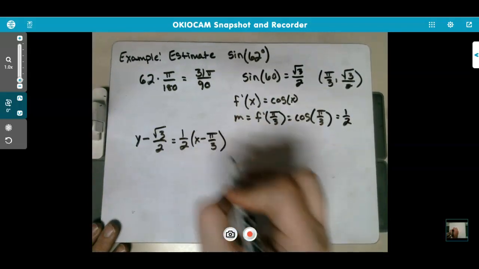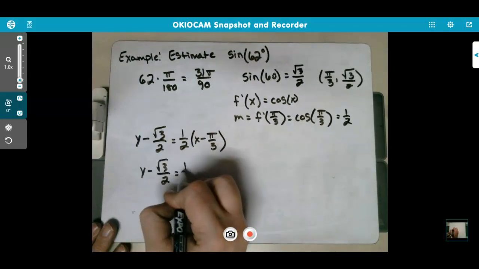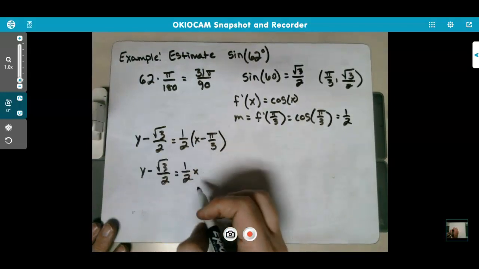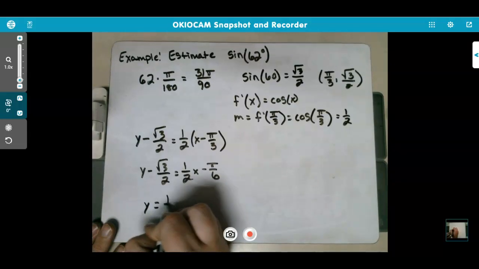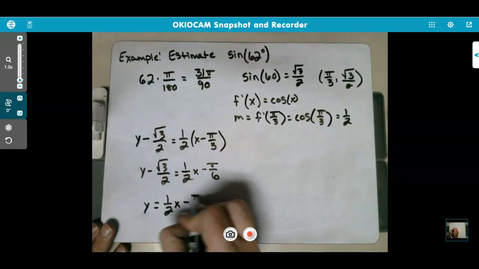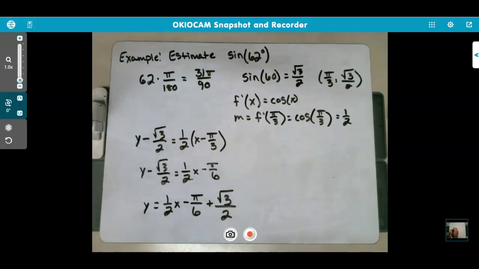Solving this for y: y minus square root of 3 over 2 equals 1/2 x. 1/2 times pi over 3 is pi over 6. So minus pi over 6. And then just add square root of 3 over 2. We don't have to combine these because one has a pi and one has a square root, so we can just leave it. Y equals 1/2 x minus pi over 6 plus square root of 3 over 2.